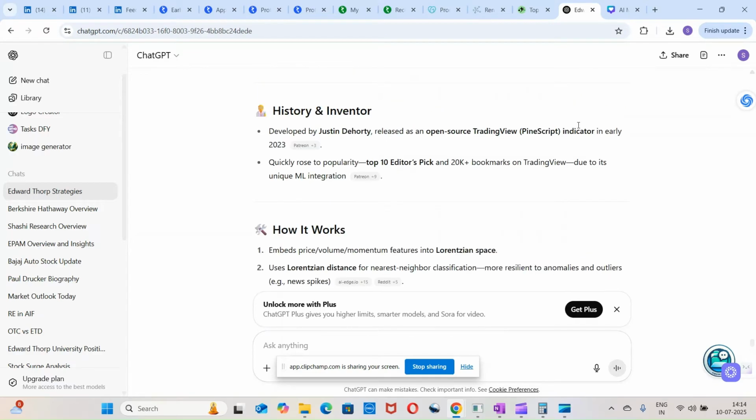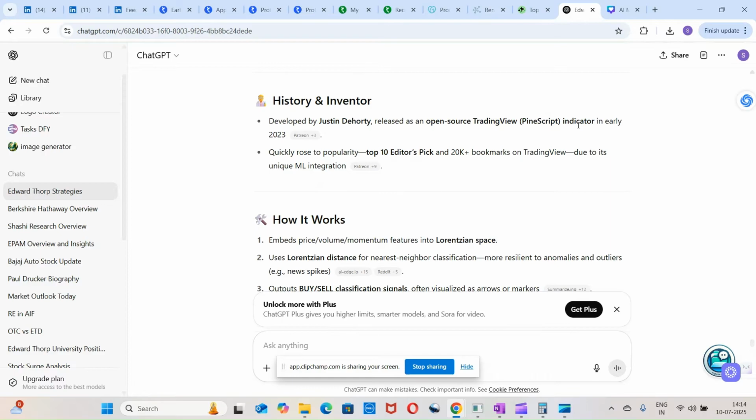History and inventors: it was developed by Justin Dehorty, who released this as an open source TradingView indicator in early 2023. We will go through this TradingView indicator, what its features are, how it generates signals, and all that as a part of this video. It quickly rose to popularity. It became a top 10 editors' pick, and 20K plus bookmarks were made on TradingView due to its unique ML integration.